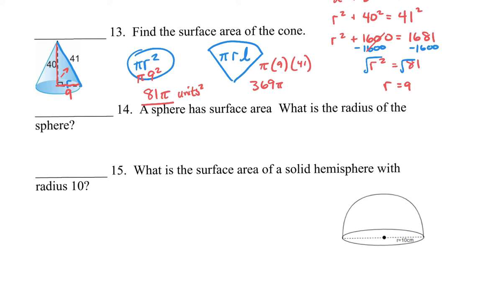All right, and remember, we add those together to get the total surface area. So we have the area of our base and the lateral area of our cone. Put them together, and they're both in terms of pi, so I can't combine them, and it's 450 pi's, units squared.